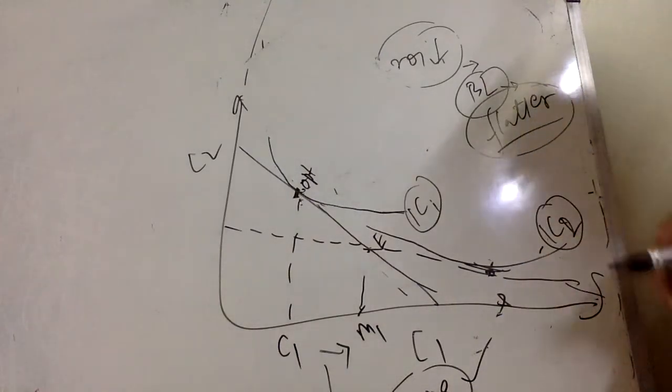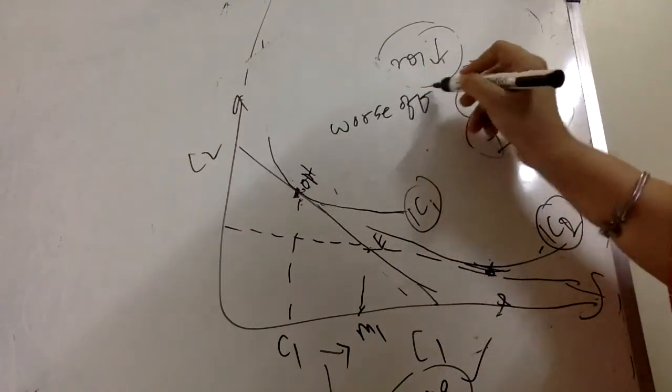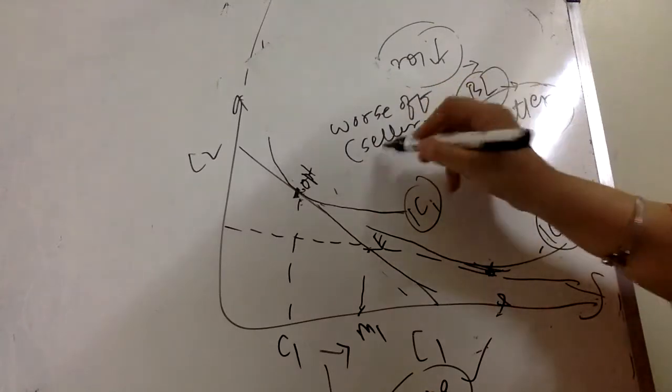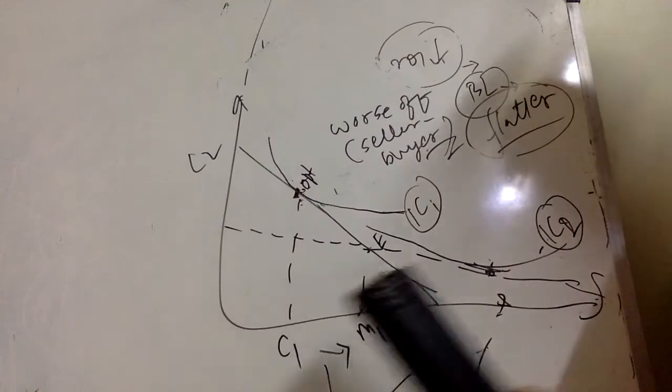so that my utility level at IC2 is less than utility level at IC1. This is the case when I switch from seller to buyer or borrower in the next period.